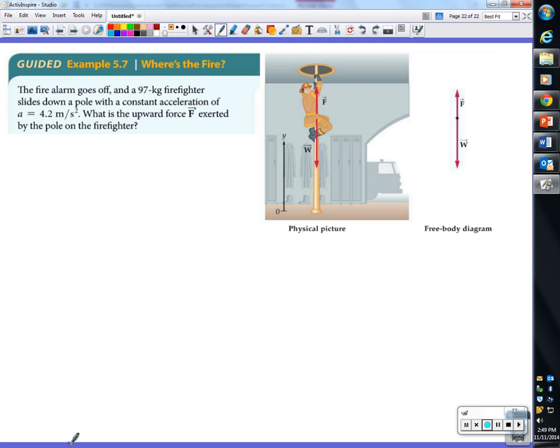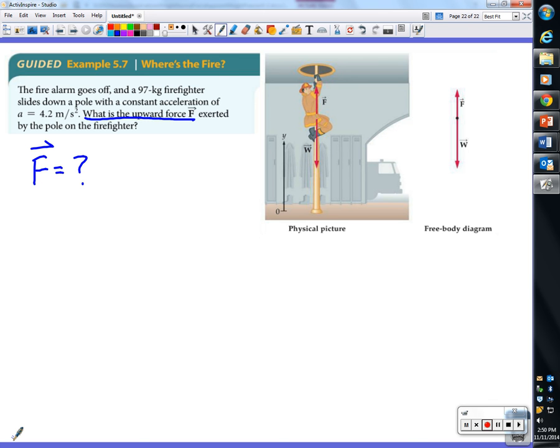So here, actually, Luke, let's do this. All right, so it says, fire alarm goes off, and a 97-kilogram firefighter slides down a pole with a constant acceleration of 4.2 meters per second squared. What is the upward force exerted by the pole on the firefighter? So I'm going to label it as a vector because it is.